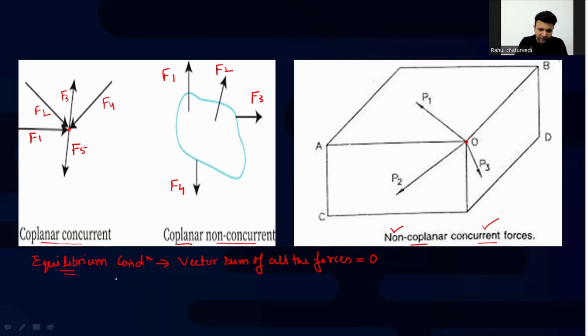If the body is in the state of rest, then it is the case of static equilibrium. If the body is moving, obviously moving with uniform velocity, and the sum of all the forces acting on it is 0, then you say the condition will be dynamic equilibrium.